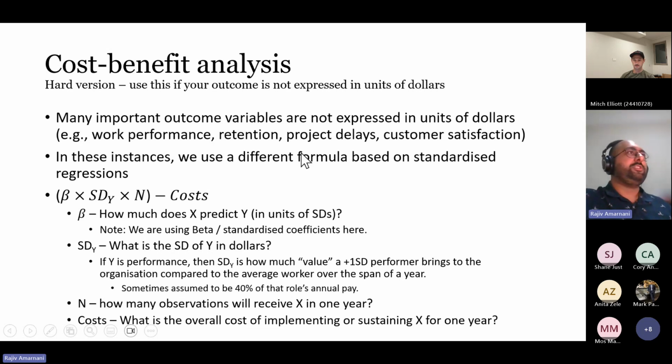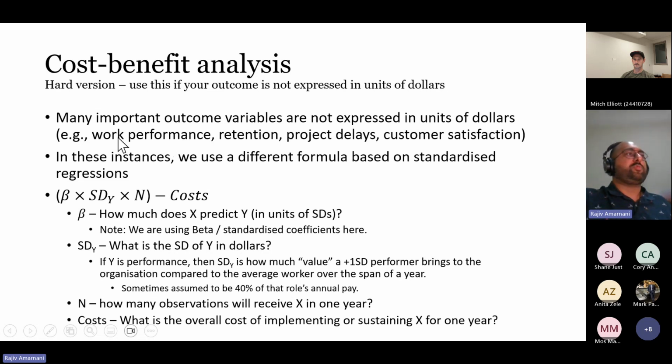Now, what we do in this instance is we do something based on standardized regressions, not unstandardized. And the way we do this, it's kind of neat, is you get the beta. So how much does your predictor predict your outcome? And this is in units of standard deviations. And then we multiply that by this thing that requires a little bit of guesswork. This is something you never know with precision, but you can kind of guess what this is. SDY is the standard deviation of your outcome in dollars.